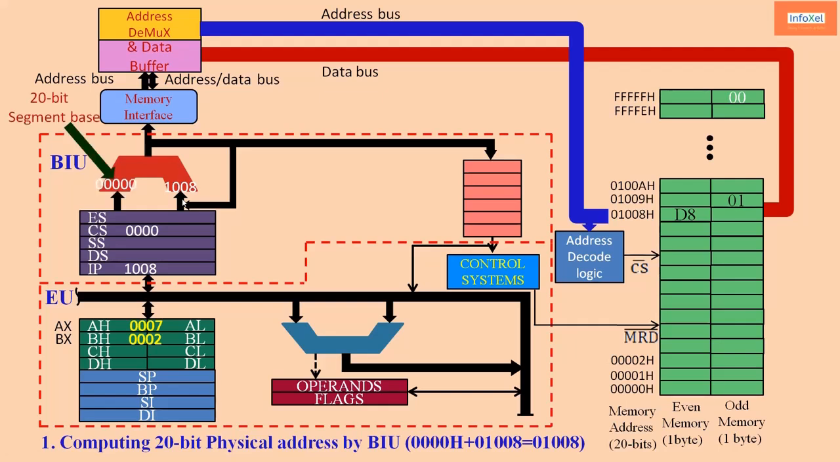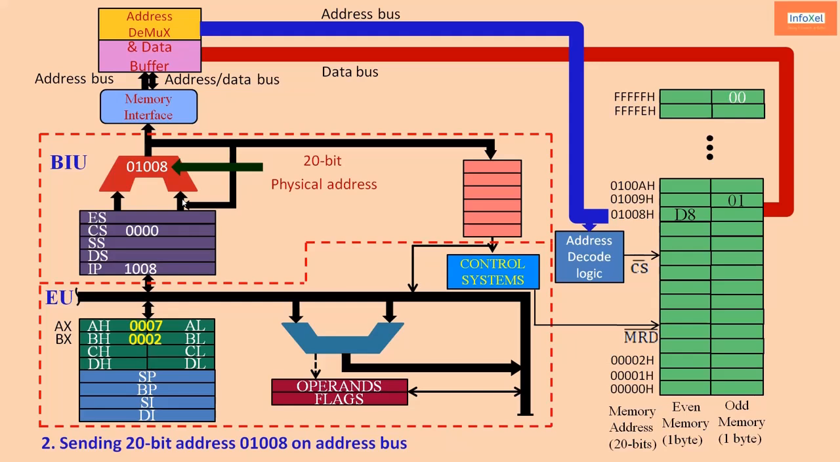Next, the 16-bit address, or segment base, becomes a 20-bit segment base inside the BIU, inside the physical address computation block. Now these two are added and we get the 20-bit physical address. This 20-bit physical address 01008 is sent on the address bus, and then we get the data. So you can see here, sending the 20-bit physical address.